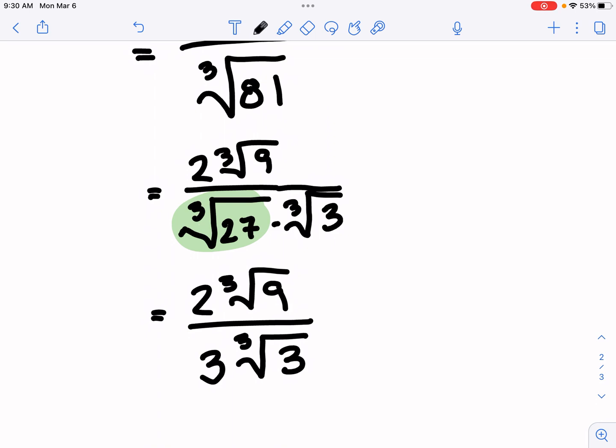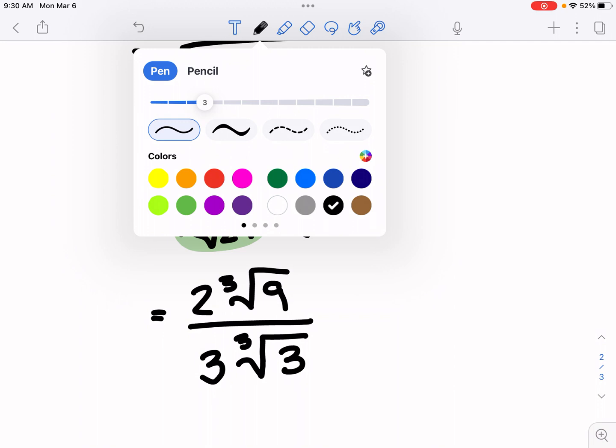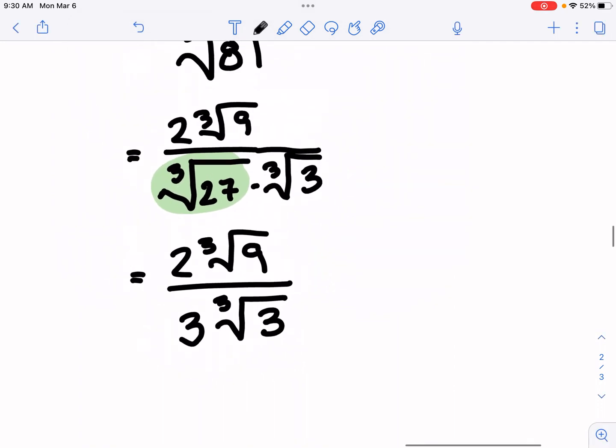Okay. So at this point, the 2 and the 3 cannot be simplified. The cube root of 9 and cube root of 3 also can't be simplified. So in this case, it does turn out where you have to actually multiply another root. Since I still have a root in the denominator, we cannot have that. I'm going to have to multiply again. In this case, it's a different one. It's a cube root of 3.